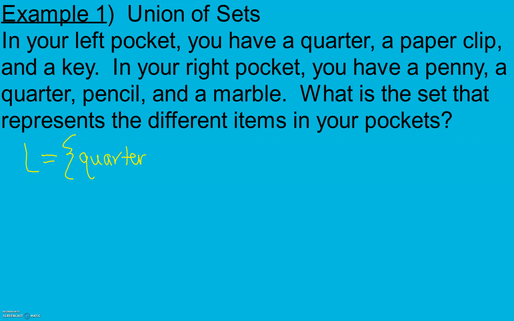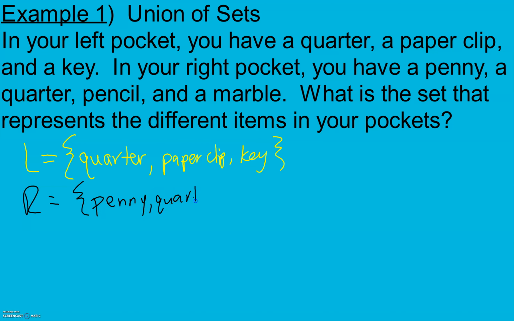So we have a quarter, paperclip, and a key. And all I did there was list them out in roster form. Because it's a set, I put them in curly brackets. In our right pocket, again, my set is a penny, a quarter, a pencil, and a marble.